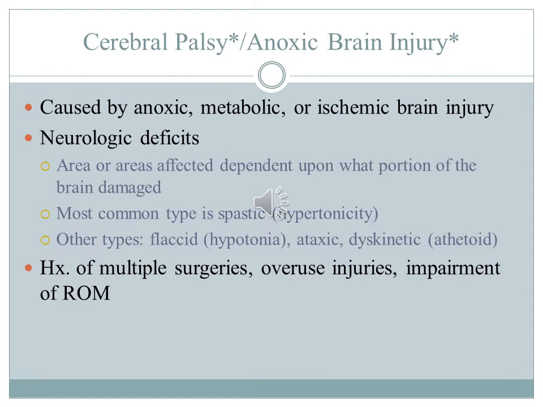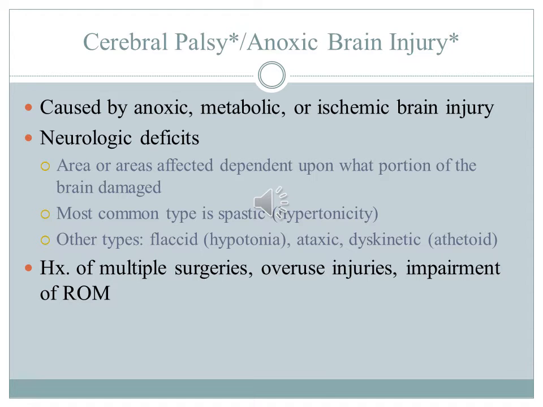What ends up happening many times with these individuals, because of the neurological issues that are present, is they typically end up with a lot of multiple surgeries, overuse injuries, and impairment in range of motion. And that's particularly for the spastic type, where the muscles are in a constant hypertonic state, in a constant state of contraction. So it's not unusual for these people to experience a lot of problems.